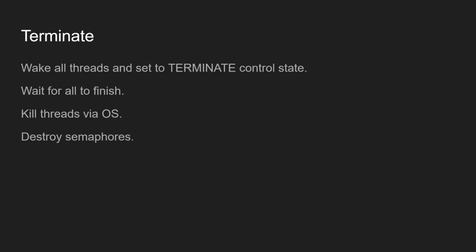And finally, termination is also fairly simple. Whenever you want to shut down the library, first you need to wake all of the threads and put them into the terminate control state. The main thread then waits for all of the threads to finish, at which point it can kill the threads via the OS, and it can then destroy all of the semaphores. And at this point, I've described basically the full implementation.